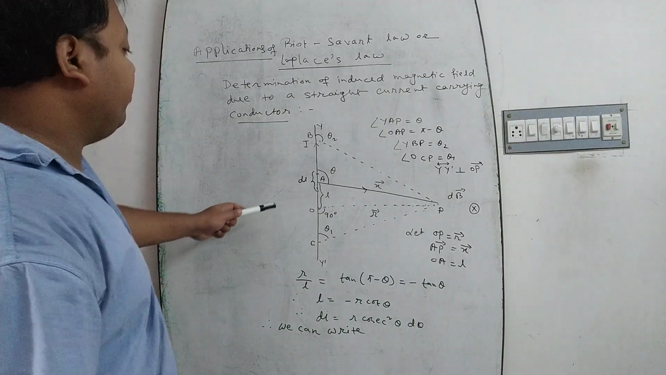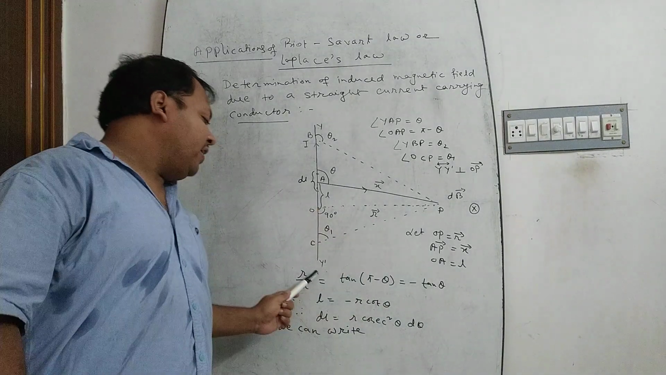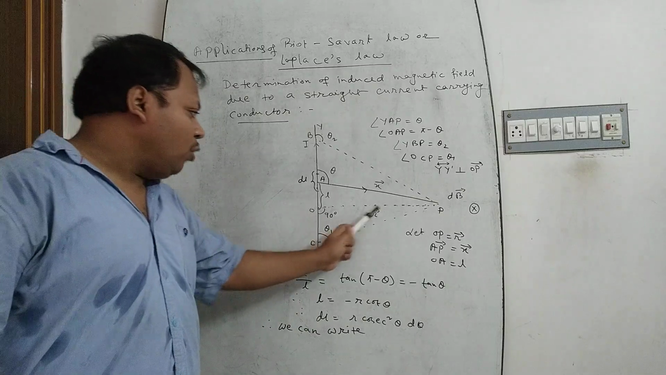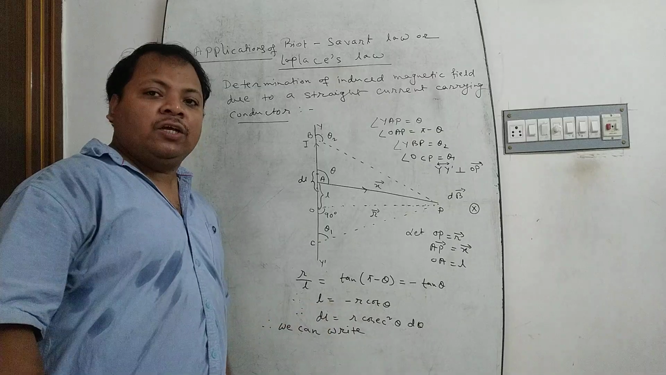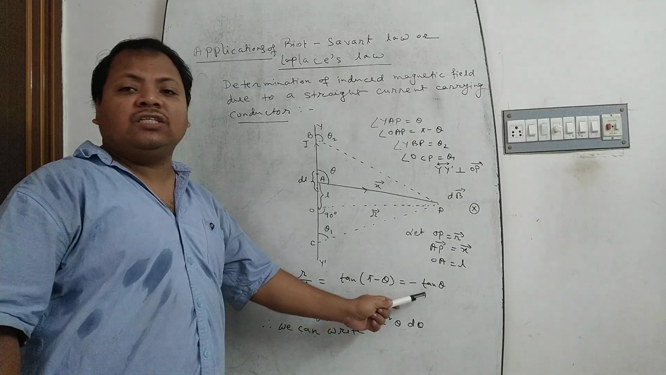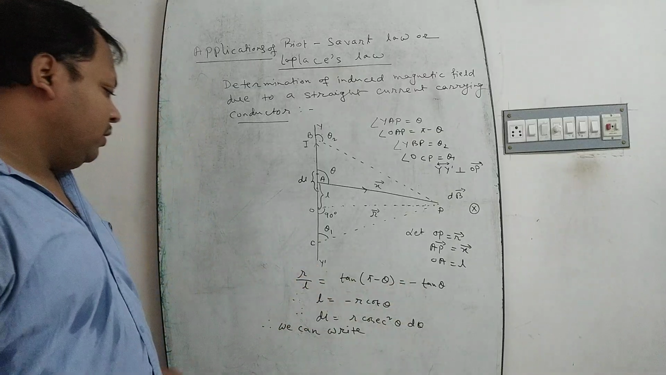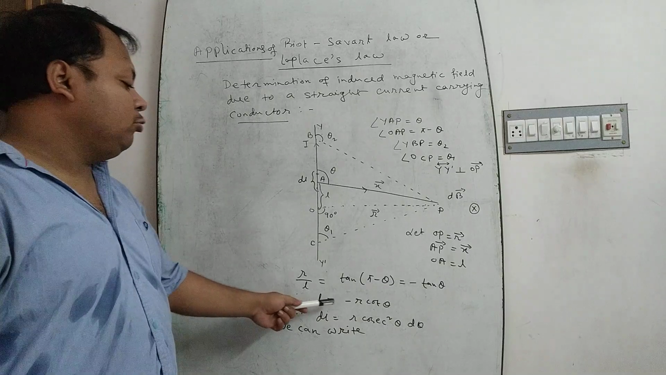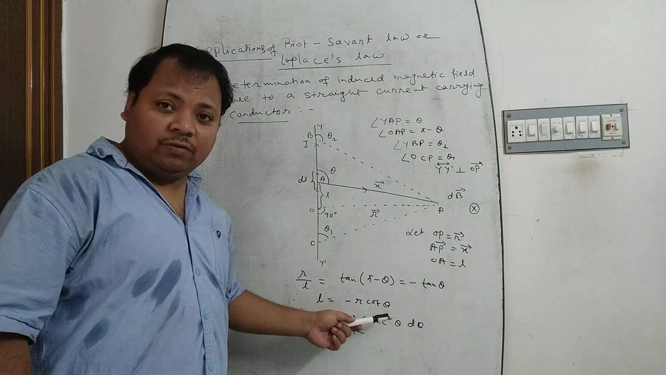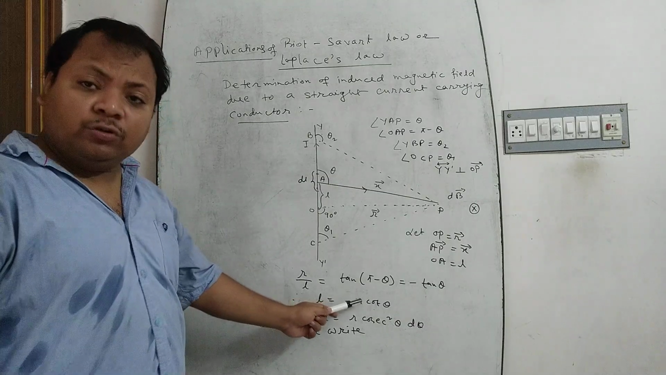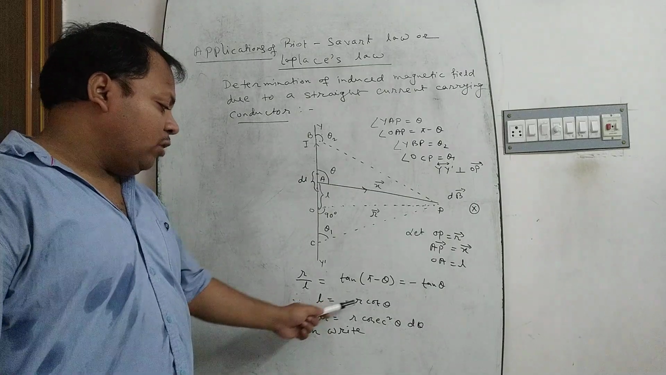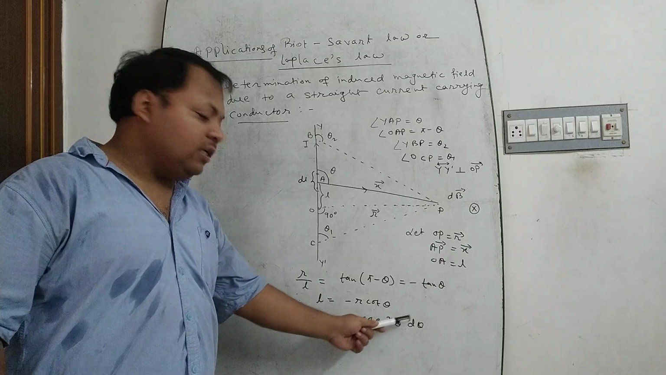Again, from the triangle AOP, we can write r by l, that is normal by base, is equal to tan pi minus theta. You know that tan pi minus theta is equal to minus tan theta. Therefore, we can write l is equal to minus r cot theta. Differentiating both sides, we can write that dl is equal to r cosec square theta d theta.